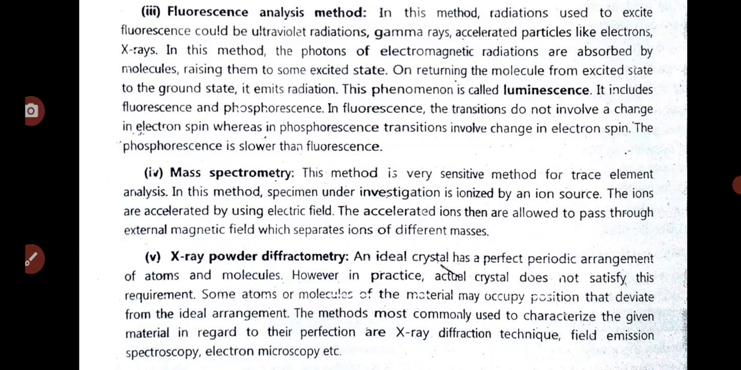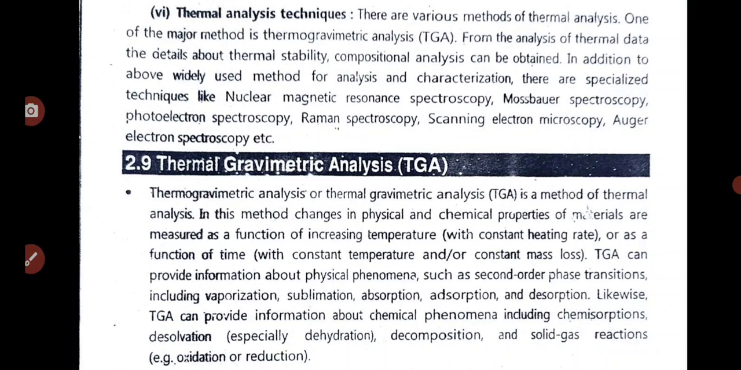The next method is X-ray powder diffractometry. An ideal crystal has a perfect periodic arrangement of atoms and molecules. However, in practice the actual crystal does not satisfy this requirement, as some atoms and molecules of the material occupy positions that deviate from the ideal arrangement. This method is the most commonly used to characterize a given material regarding its perfection, along with X-ray diffraction techniques, field emission spectroscopy, electron microscopy, etc.